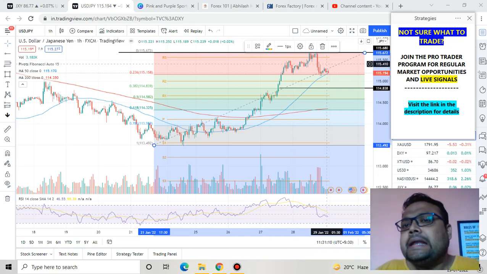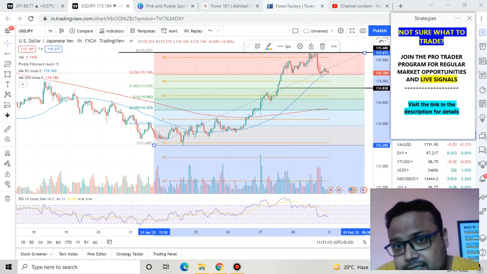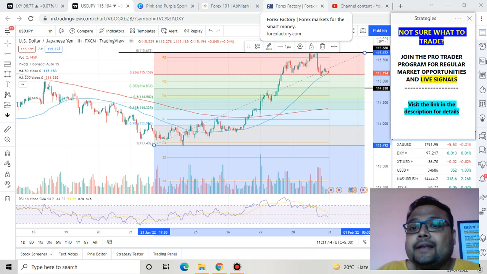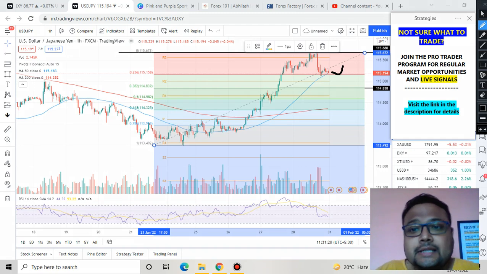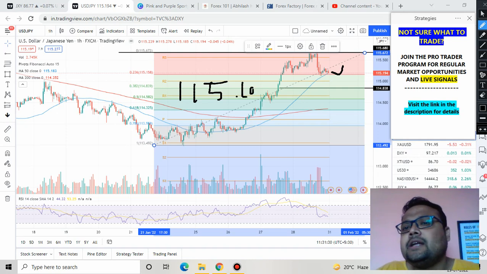So if we combine these two factors, then there is a possibility that we may see some upside on USD JPY from this level. So if market bounces from the 115.19 or let's say 115.10 level, you can take a buy position considering the Fibonacci 23.6% retracement level and the 50 period moving average.